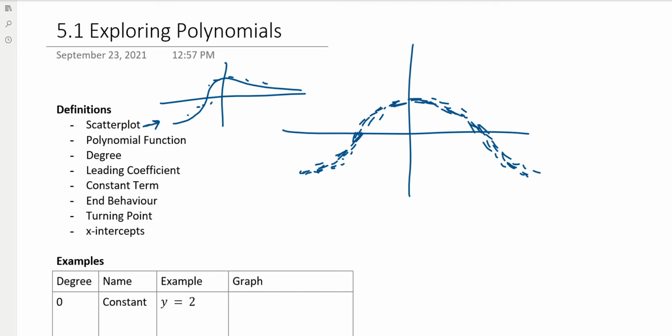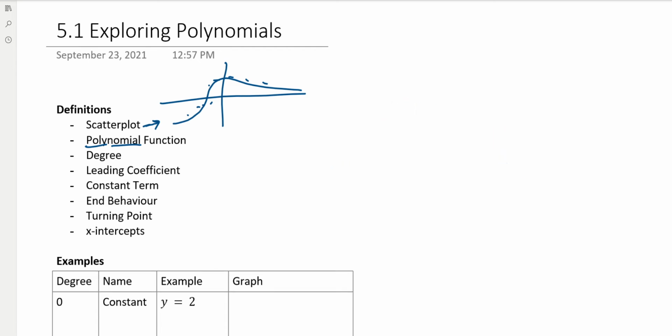So polynomial function, what is that? Well, poly means multiple and nomial means numbers or terms. And so basically, what are we looking at? We're looking at a function with multiple terms. Basically anything with x and y. It has to have both.